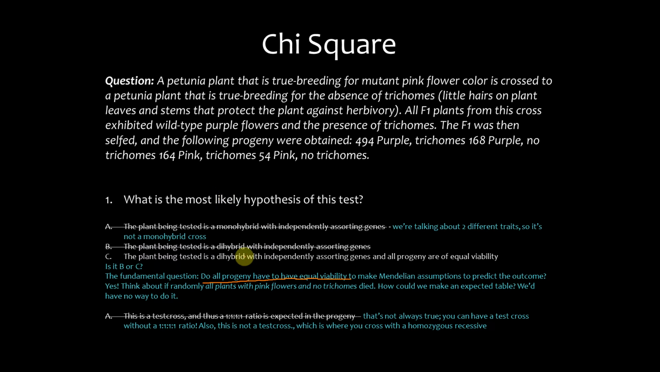The plant being tested is a dihybrid, which we know because we have two different traits, with independently assorting genes. Okay, we have to have independently assorting genes to fulfill Mendelian ratios, and all progeny of equal viability. That's necessary for determining the outcome of the question.